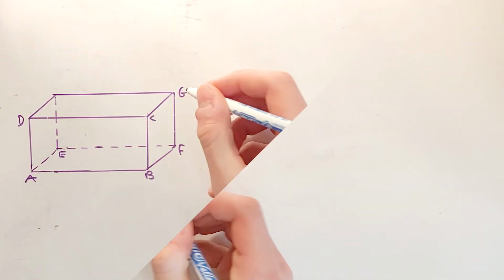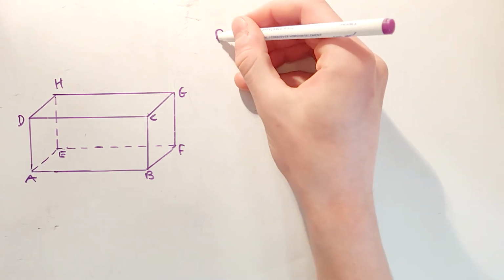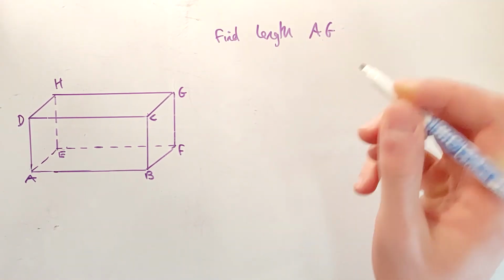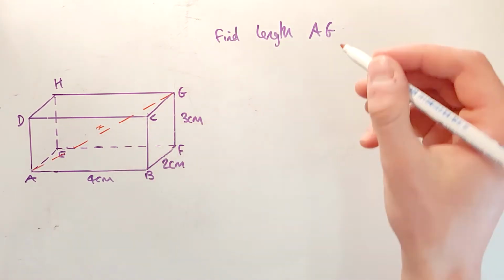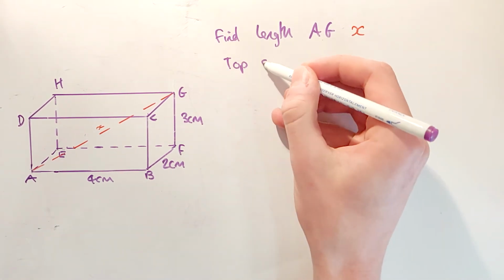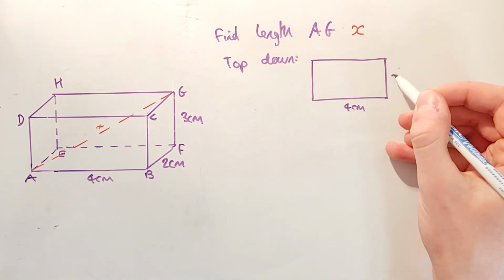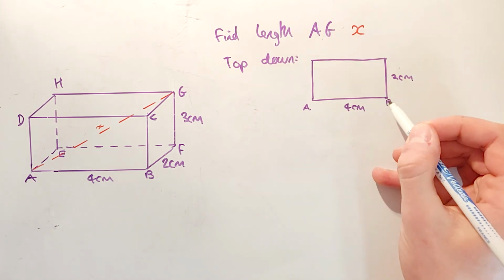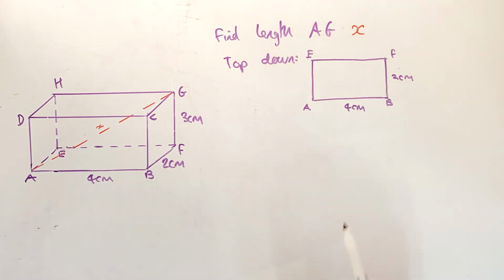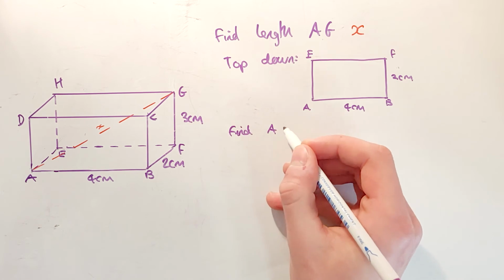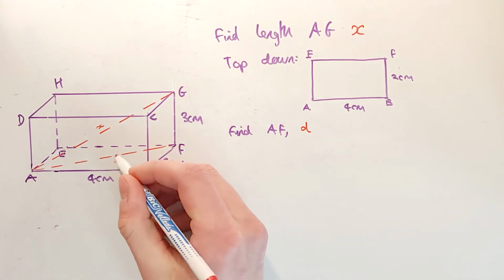At higher level, you'll need to be able to use Pythagoras' theorem on 3D shapes. Here, we want to find the diagonal AG, which is the longest diagonal in the box. However, we can't do this directly. Let's first draw the box from a top-down view. The triangle we can use to find x has the diagonal AF in it, so we want to find that first, and we can do this from our top-down view.